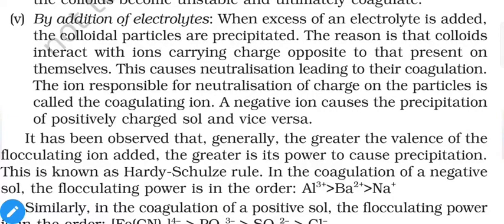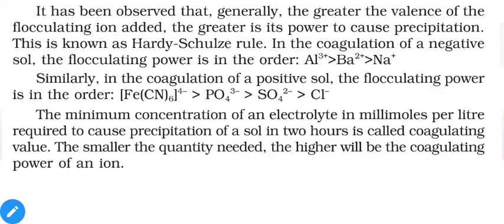Negative colloids will feel attraction towards the positive ion. And when these two opposite charge carrying particles mix with each other, they neutralize each other, and due to that coagulation occurs. The ions responsible for the neutralization of the charge on the particle are called the coagulating ion. A negative ion causes the precipitation of positively charged sol and vice versa. Now this point mentioned in the same category is important. So keep in mind, questions related to this will be asked either in MCQs or in descriptive.